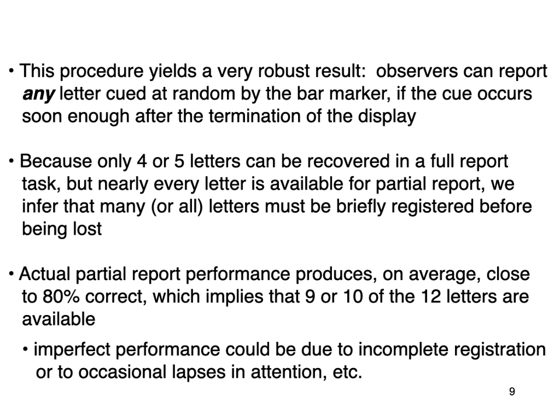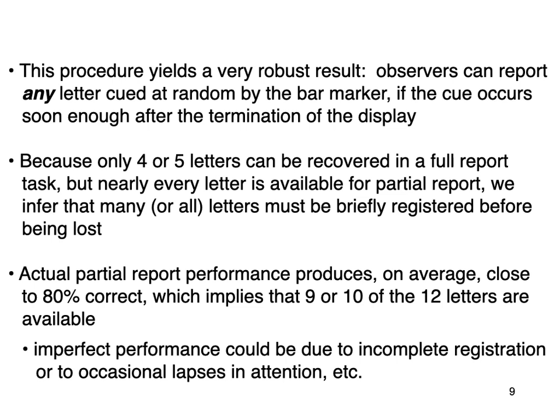And because only 4 or 5 letters can be recovered in a full report task, meaning if I ask you to report as many of the letters as you can see without partial report, you're going to get just a very small subset. We can only get 4 or 5 letters when you do that, but nearly every letter is available for partial report, so we infer that many, if not all of the letters, must be briefly registered before they fade away. On the average, partial report yields an average of 80% correct, or a little bit more than that. So about 9 or 10 out of 12 letters.